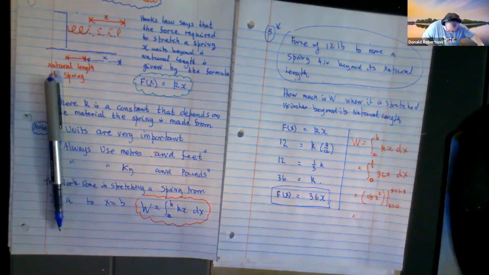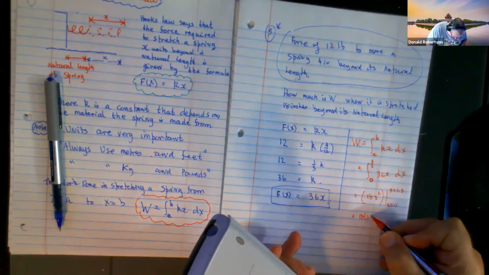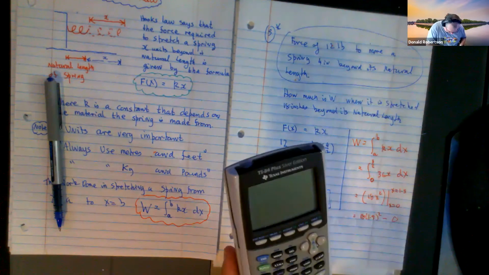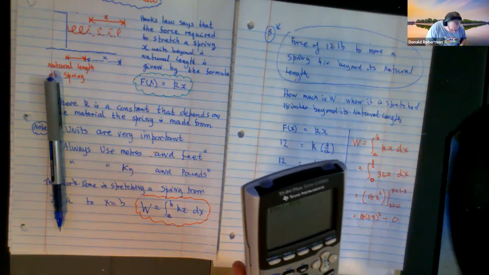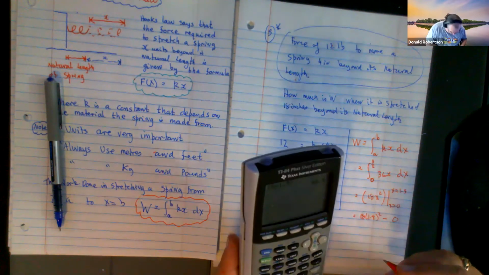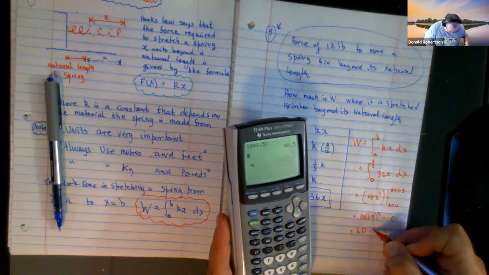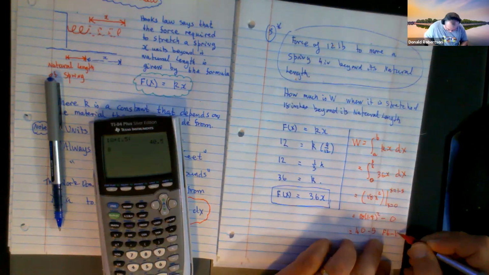So what's that going to be? 18 times 1.5 squared, take away a load of nothings. I think this one's actually going to be okay. 18 times 1.5 squared. Okay, I get 40.5. And the units, you don't need to worry about them because they're in the answer, but they're foot-pounds.